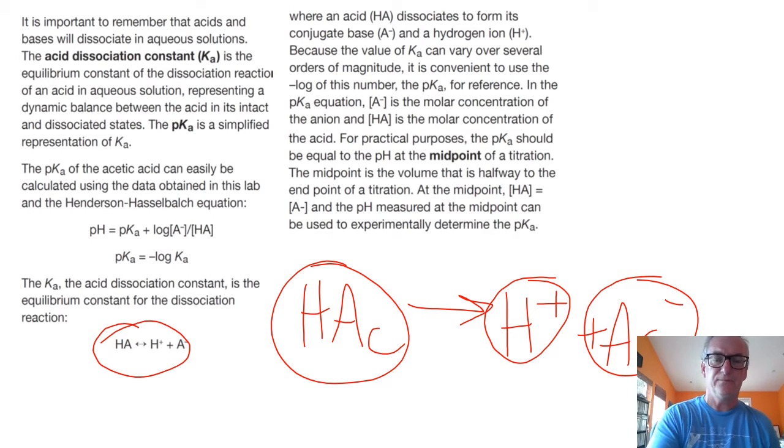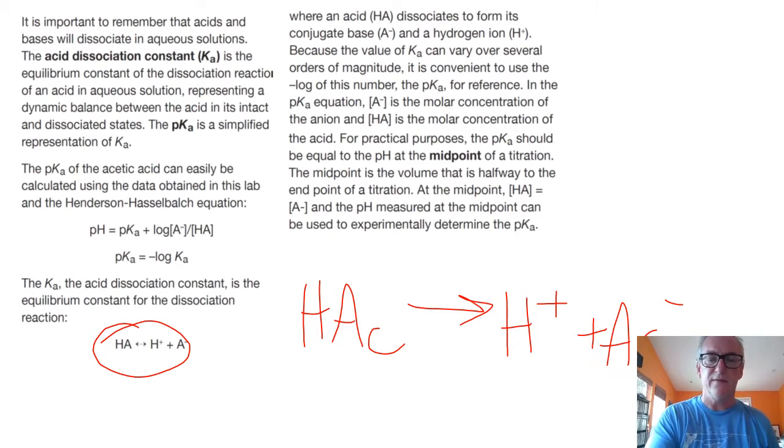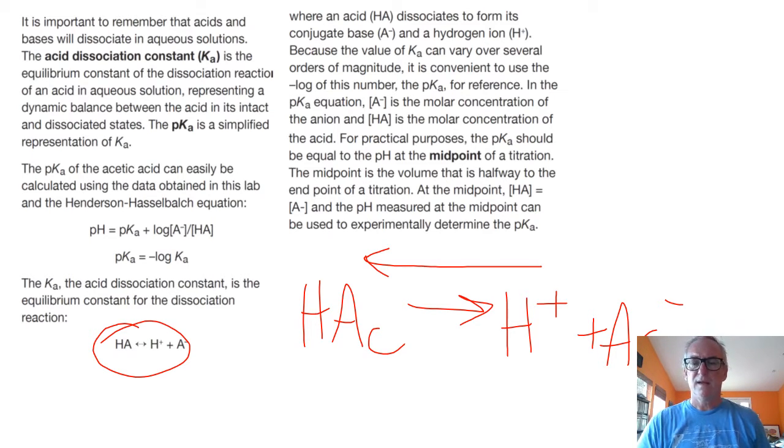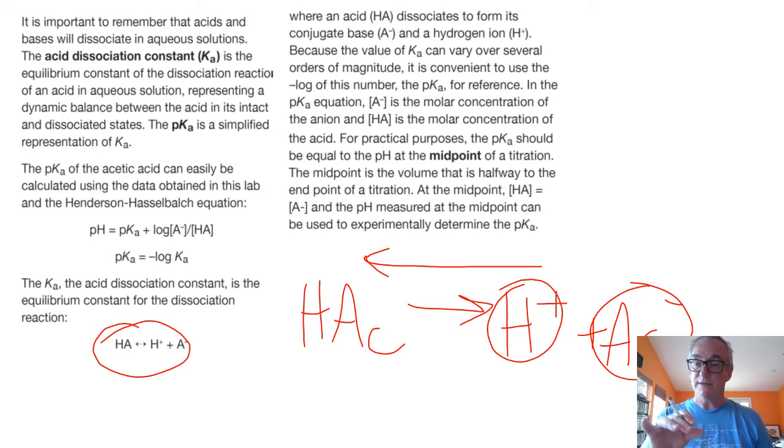So what does that mean? What that means is this is a reversible reaction. And actually, it's the reverse reaction that is favored. So we get very little product formed. We get very little H+ and very little acetate formed when we dilute acetic acid in water and make vinegar. And how much product gets made is determined by the equilibrium constant. And we call the equilibrium constant K.